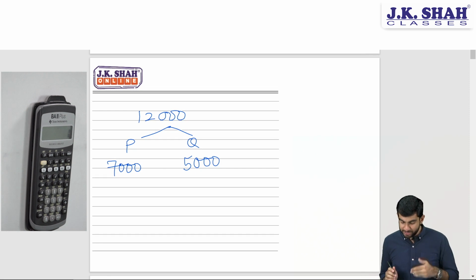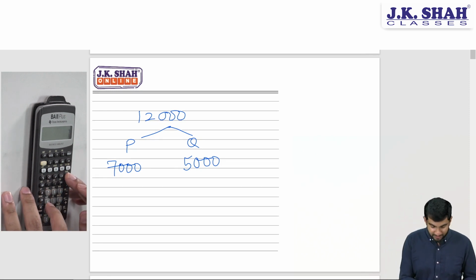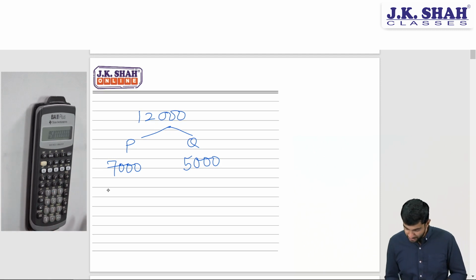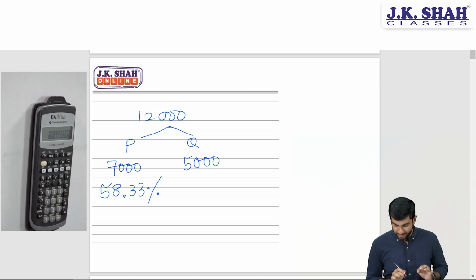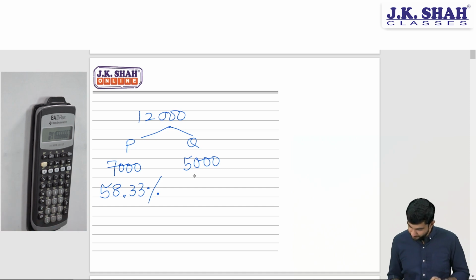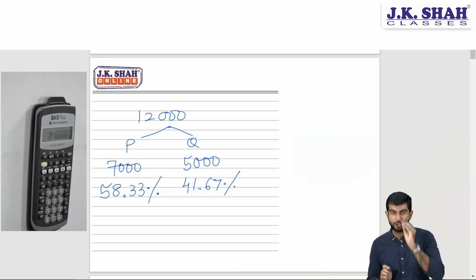What percentage of 12,000 is invested in stock P? So it is 7,000 upon 12,000, which is 0.5833. So approximately 58.33% of the investor's wealth is concentrated in stock P. So the balance, 41.67% of the investor's wealth, is concentrated in stock Q.